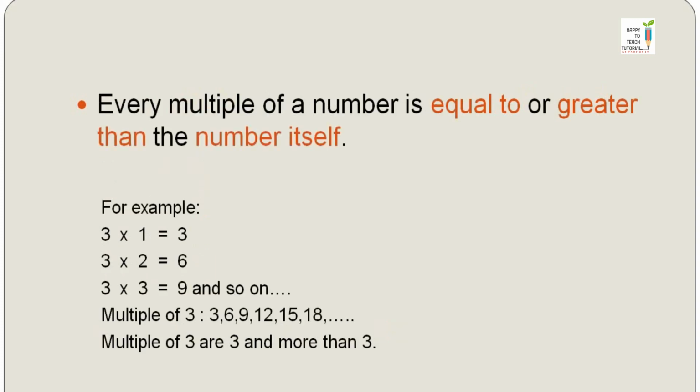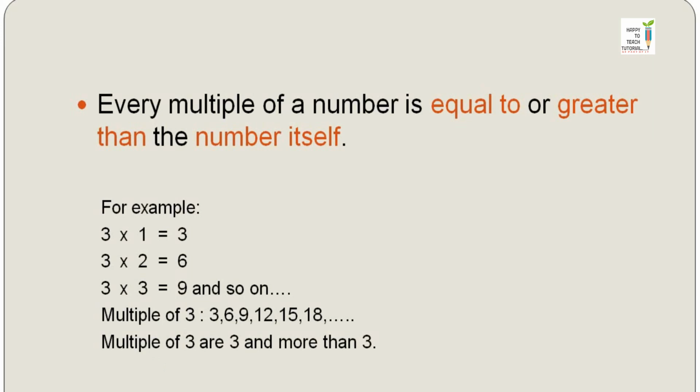Okay. Next property, every multiple of a number is equal to or greater than the number itself. For example, 3 into 1 is equal to 3, 3 into 2 is equal to 6, 3 into 3 is equal to 9 and so on. Multiples of 3 are 3 and more than 3. For better understanding, recall the multiplication tables and you will notice that a multiple of any number is equal to or greater than the number itself.